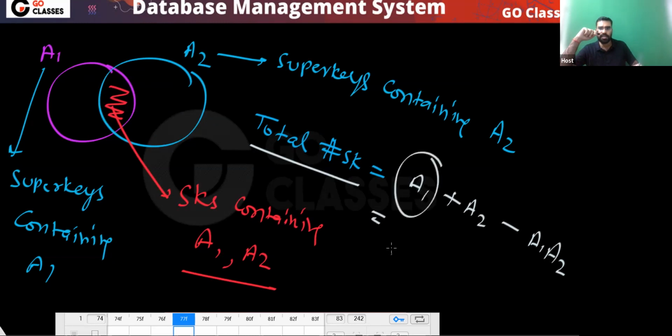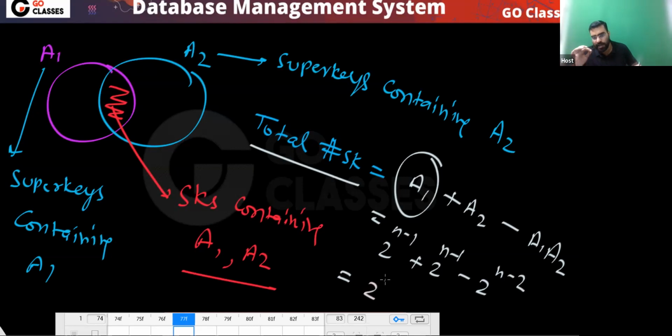So how many superkeys contain A1? That is 2 power n minus 1, and minus 2 power n minus 2. So the answer will be 2 power n minus 1 plus 2 power n minus 1. What is that? That is your 2 power n, right? 2 power n minus 1 plus 2 power n minus 1 is 2 power n minus 2 power n minus 2. Your answer will be 2 power n minus 2 power n minus 2. Correct? Yes or no?